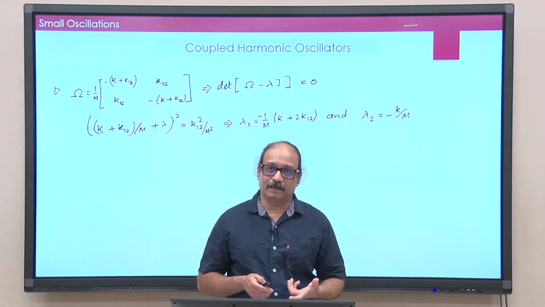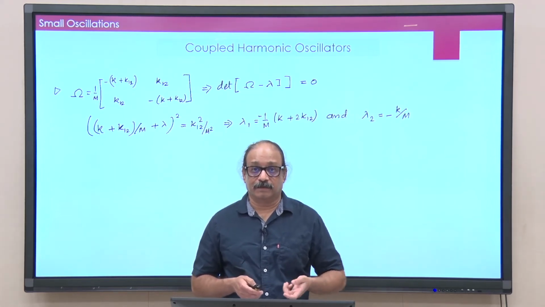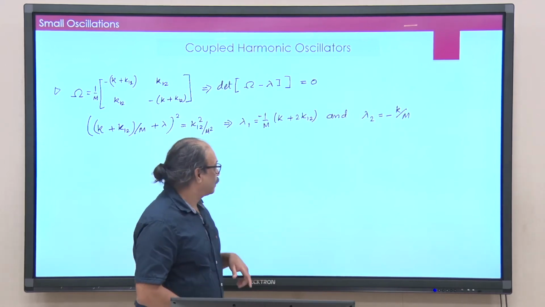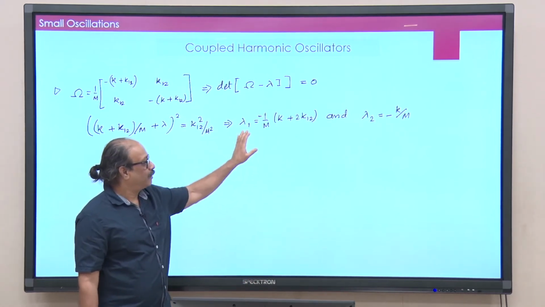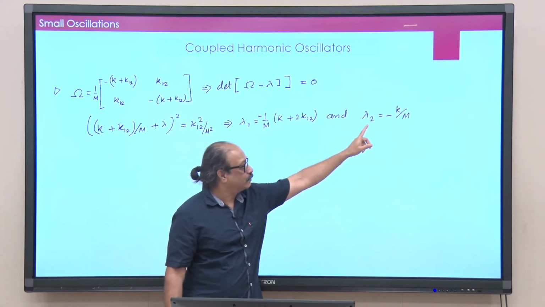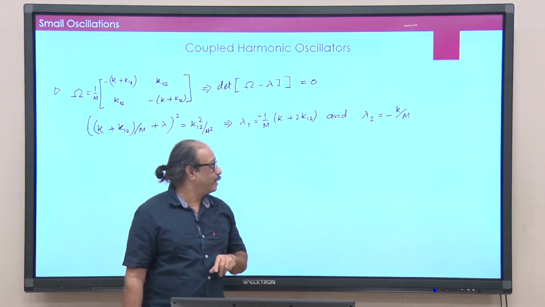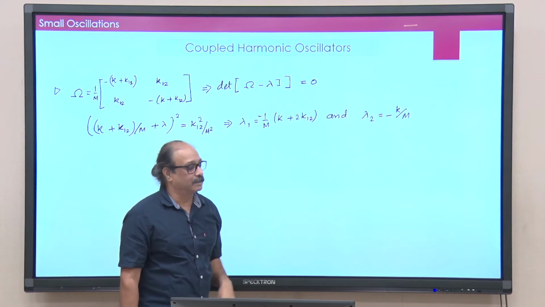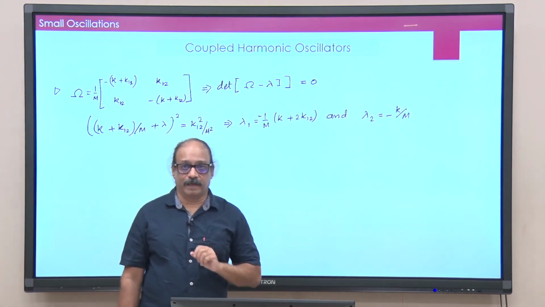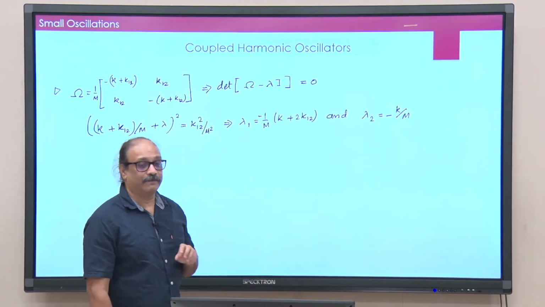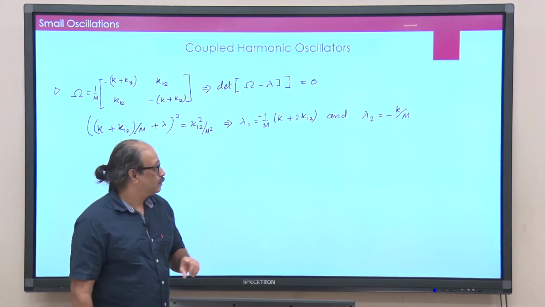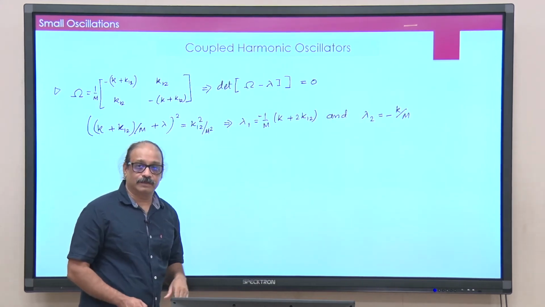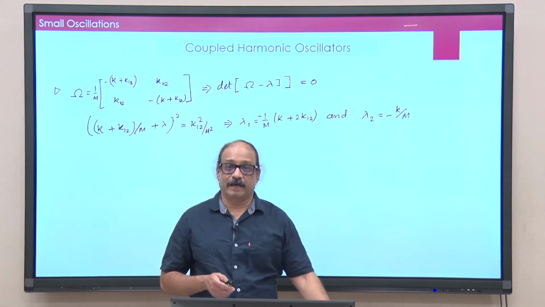This is basically a quadratic equation in lambda, and the two solutions, lambda 1 and lambda 2, I can write as minus k by m and minus (k + 2 k_12) by m, okay. So, now I have the eigenvalues. Next step I do is find the eigenvectors.